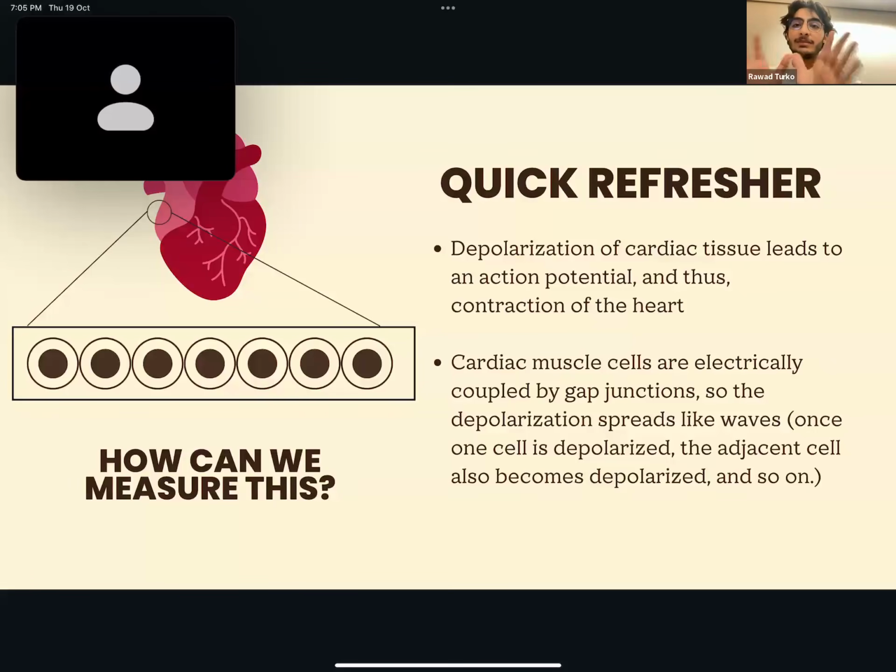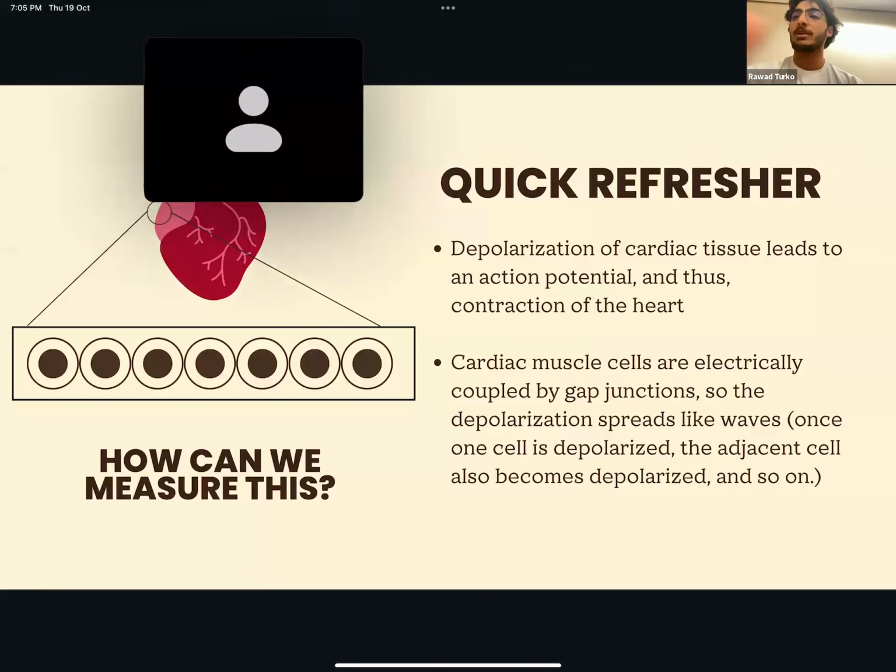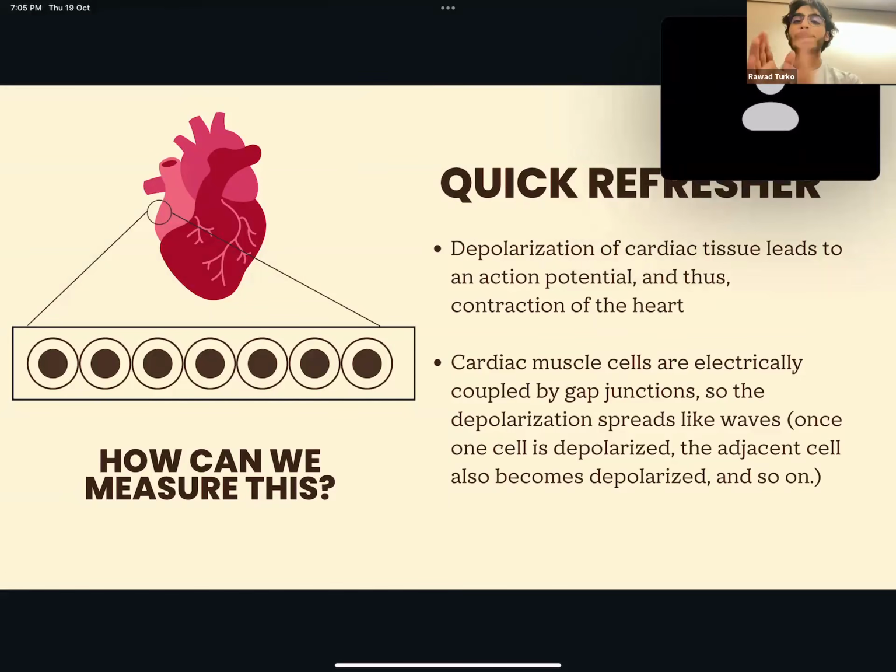Let's put that into some visualization. So just look at this diagram right here. I'm going to move this thing over here. Let's look at this diagram of the heart, and let's zoom into one part of the heart. It doesn't matter where we go. Let's just go there. By the way, these little circles are cardiac muscle cells, and let's line them up together.